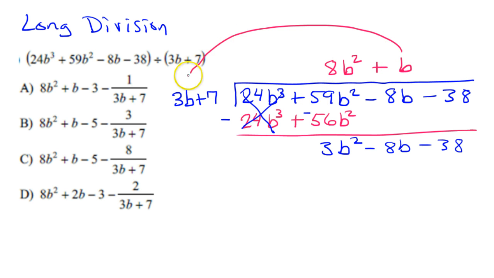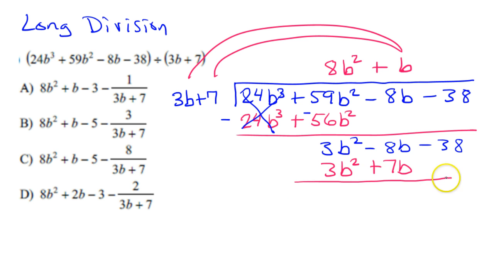Now let's go ahead and just take this b and do the distributive property with it. So b times 3b is 3b squared. b times 7 is 7b. Okay. Then I will subtract by changing the signs. So these wind up canceling out as always. I've got negative 8 and now negative 7. So that'll make negative 15b and negative 38.